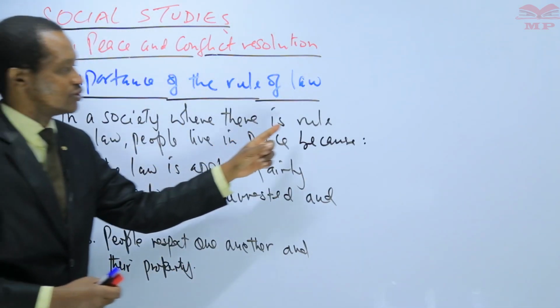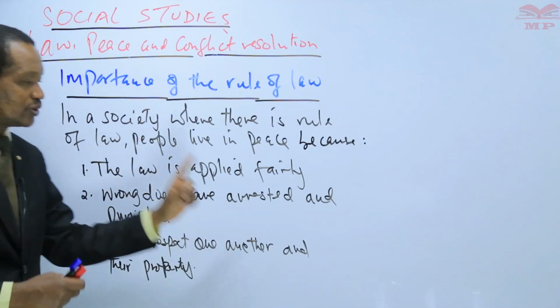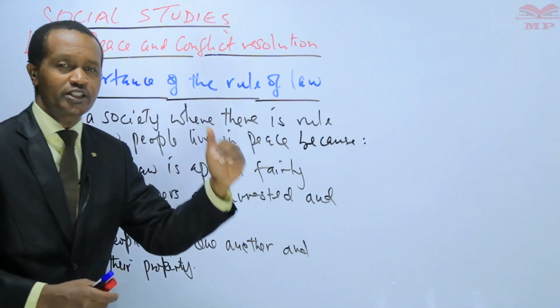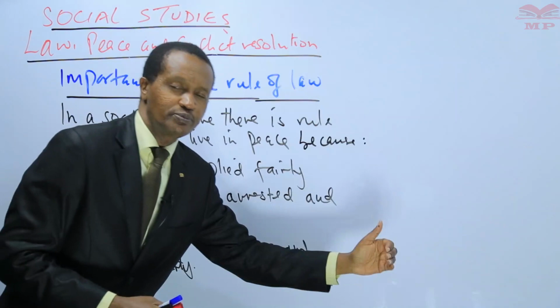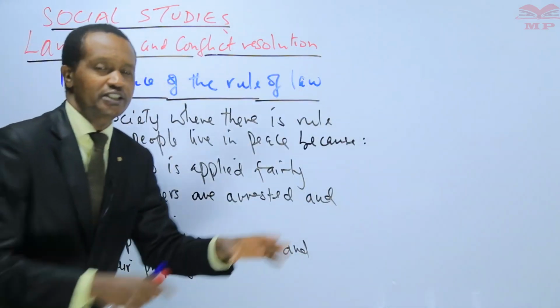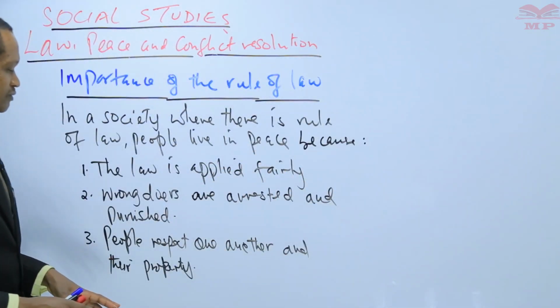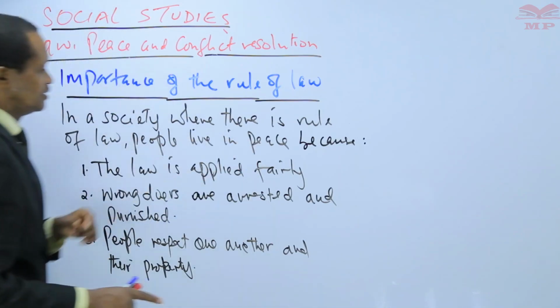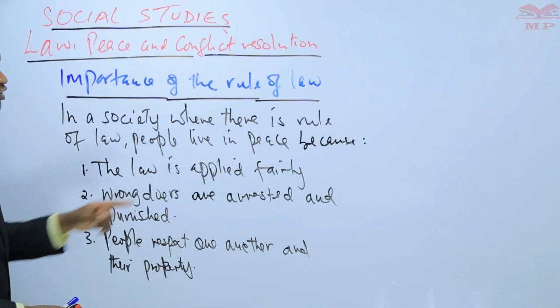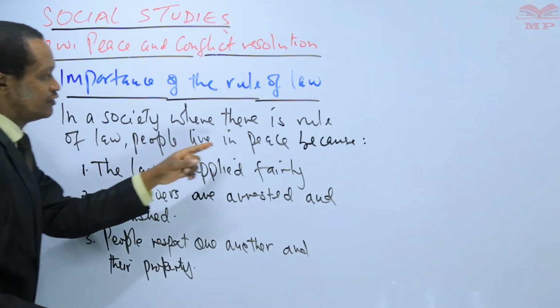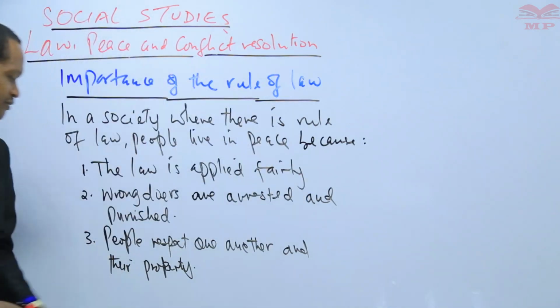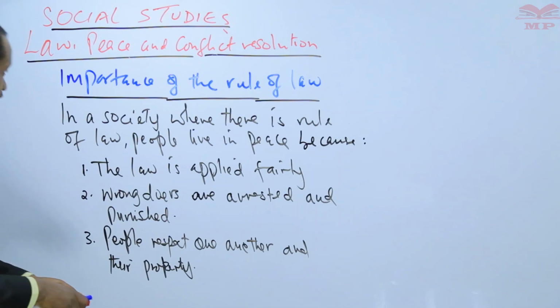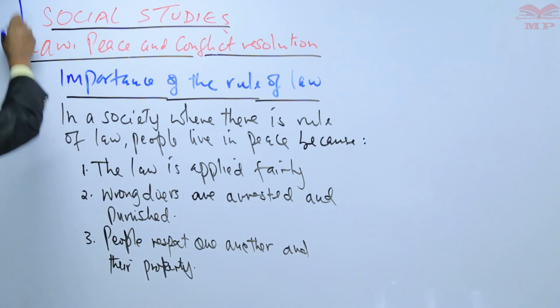And because of this rule of law, people respect one another. The government respects its people. The people also respect the government. The people respect each other. And people live in peace. All right? In a society where there is rule of law, people live in peace. That is this third point, learners. Third point.